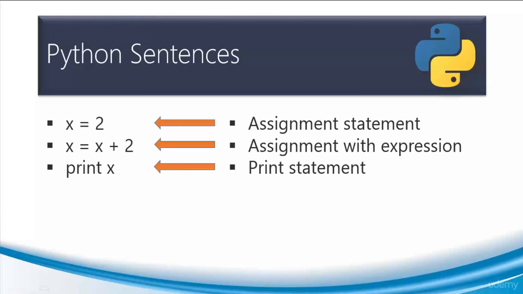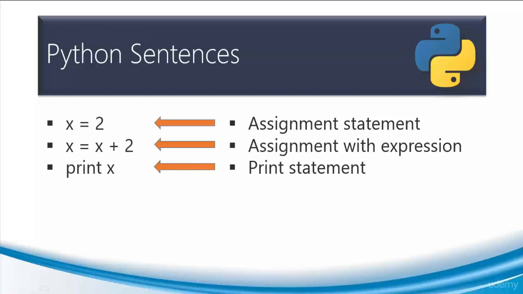Python sentences, for example, we need to define and let Python know what needs to be done. What do we need accomplished? For example, x equals 2, which is an assignment statement, so I'm assigning the value to x. And then I can assign it with an expression. In other words, I can say x equals x plus 2, which means it's simply 2 plus 2 is 4. So when I print x, it's going to print the result 4.